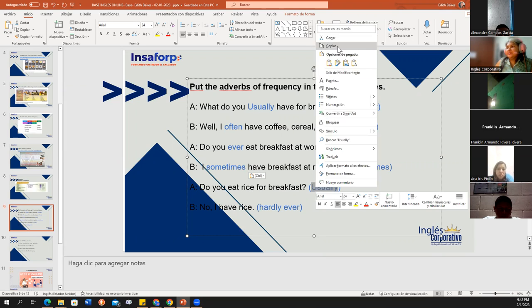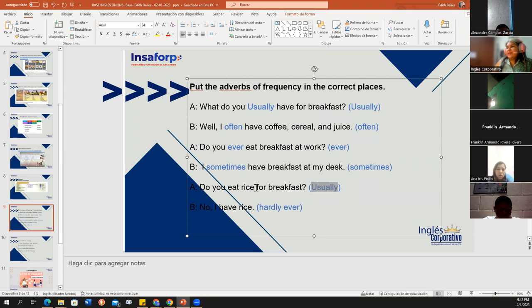Usually. Do you eat rice for breakfast? Where is going to be the usual? Yeah. Adverb frequency. Do you usually eat rice for breakfast? Okay. Es por del subject. Okay, good.